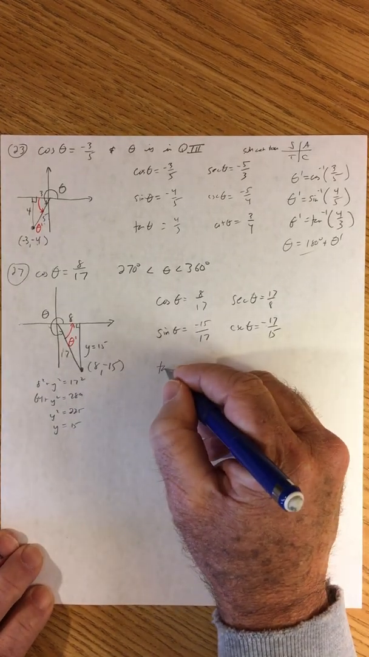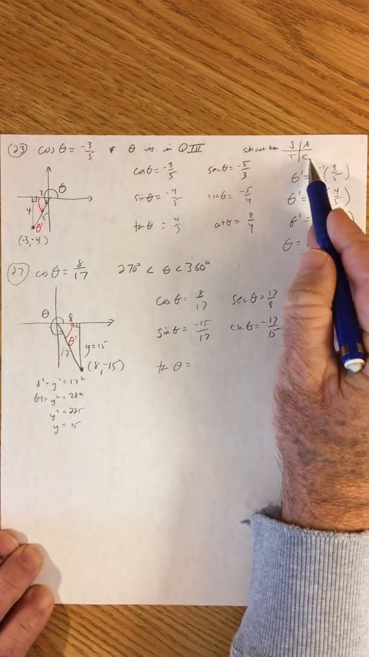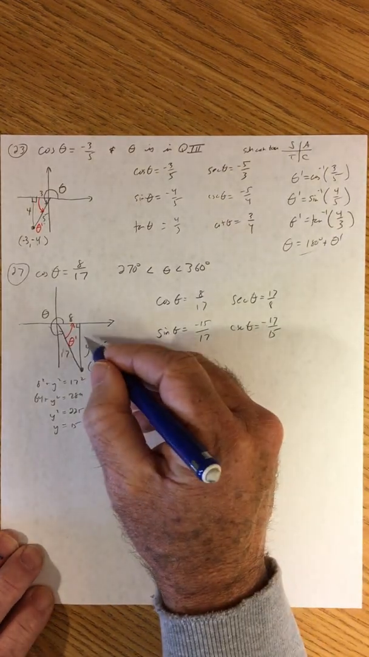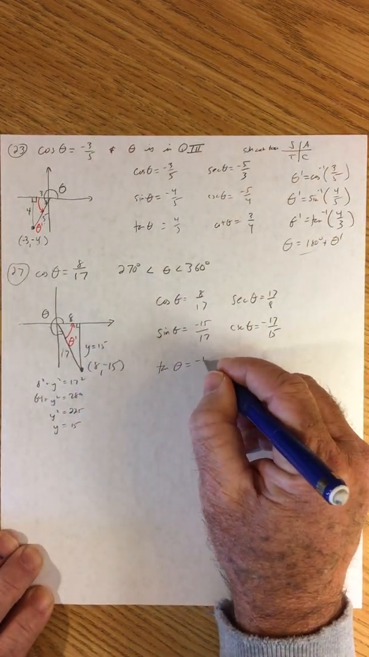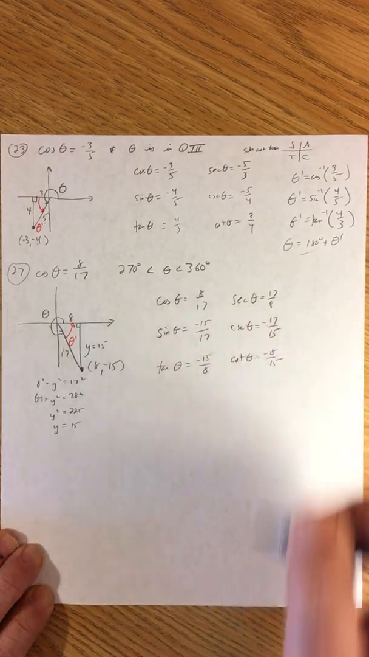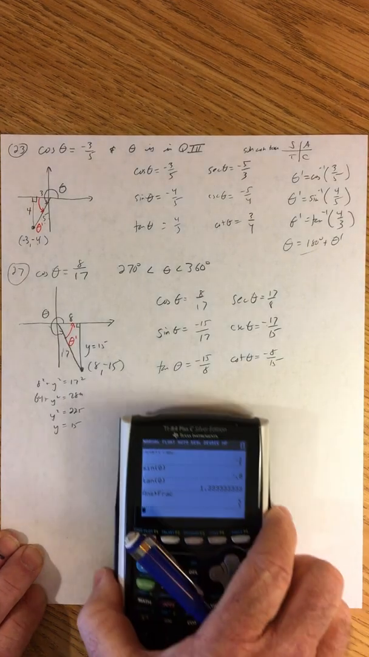Okay, tan theta. Now tan is negative in this quadrant because only cosine is positive. So opposite over adjacent, it is negative 15 over 8. Cotangent must be negative 8 over 15. Okay, let's check by grapher.